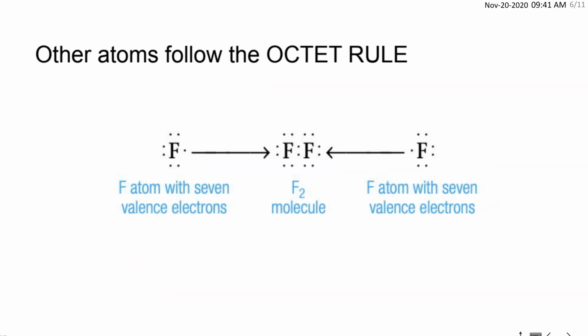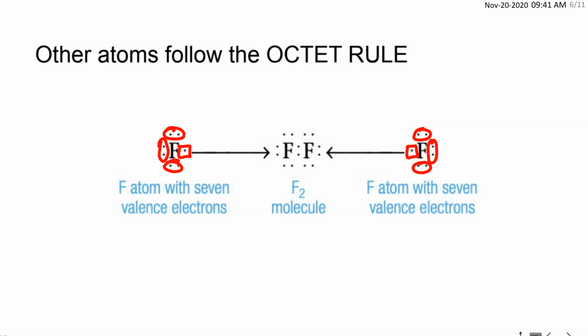All other elements follow what is called the octet rule. With the octet rule, elements want 8 valence electrons. If we look here at fluorine, it has 7 valence electrons. Okay? And the same is true for this fluorine over here.